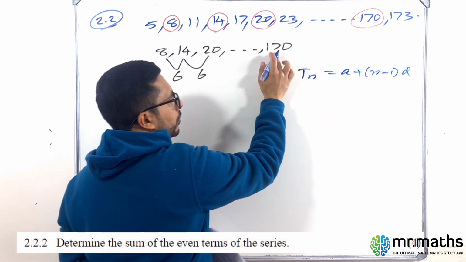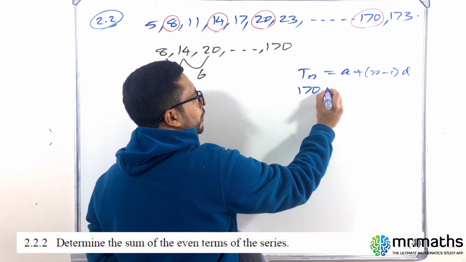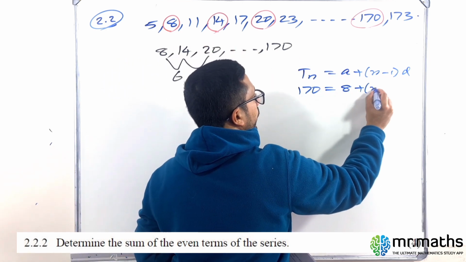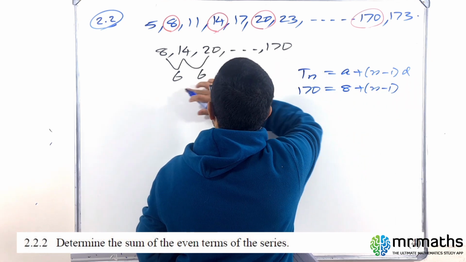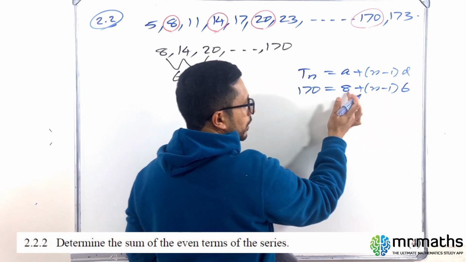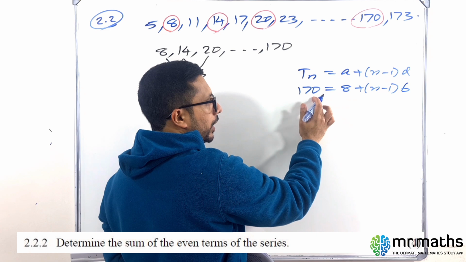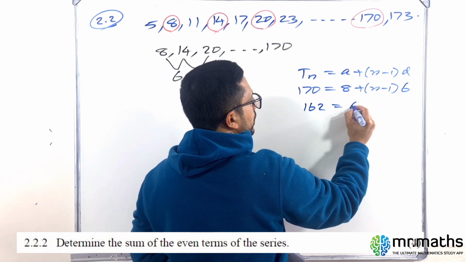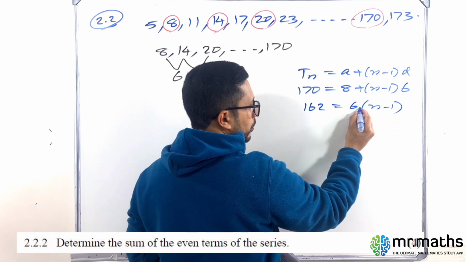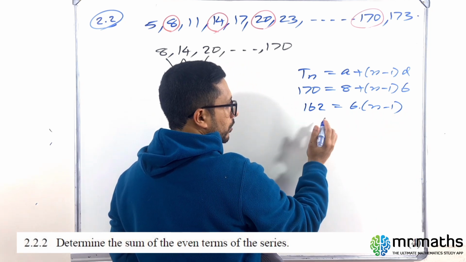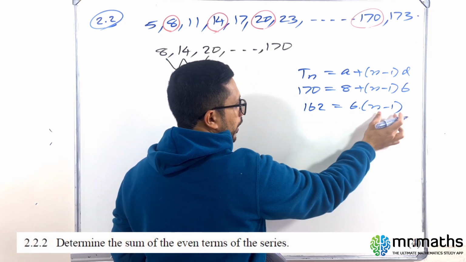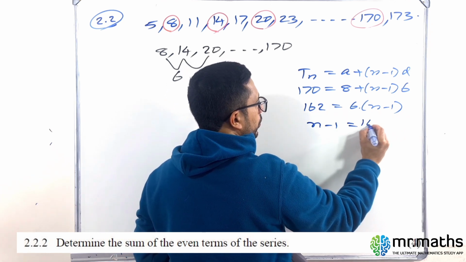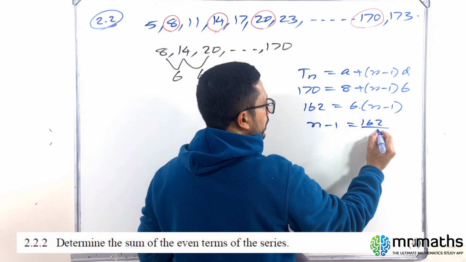What does Tn stand for? Last term, it is 170. a is the first term, 8, plus n minus 1 into d. Here what is the common difference? It is 6. Take this 8 to this side, so 170 minus 8, so 162 is equal to 6 into n minus 1. This 6 is multiplication, so on the other side it is division. So n minus 1 is equal to 162 divided by 6.